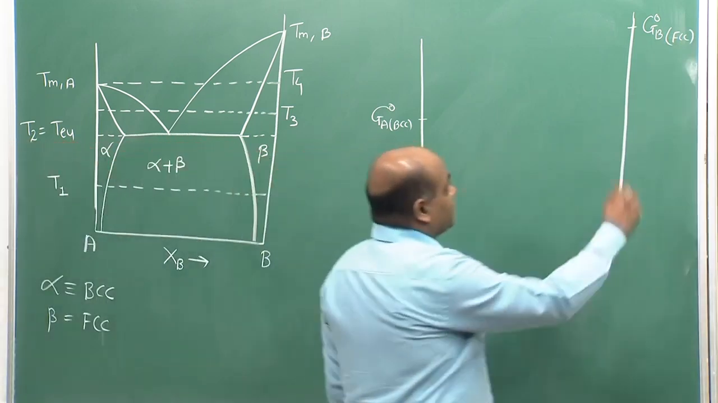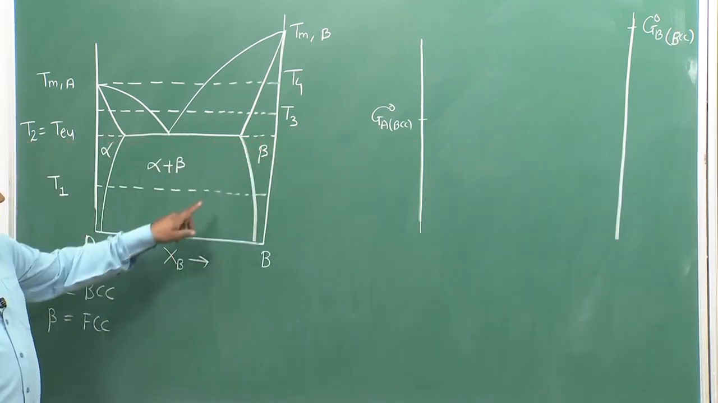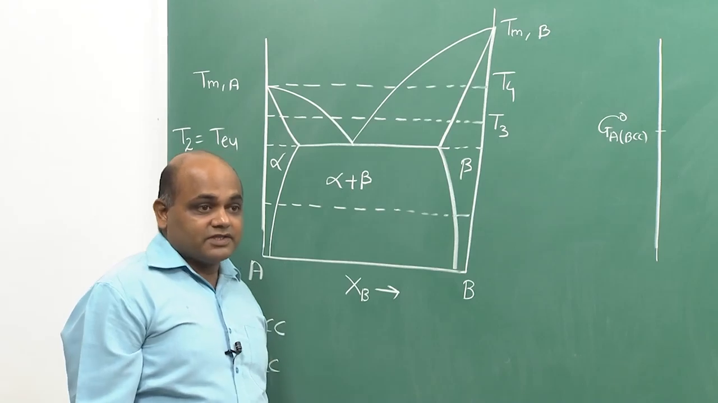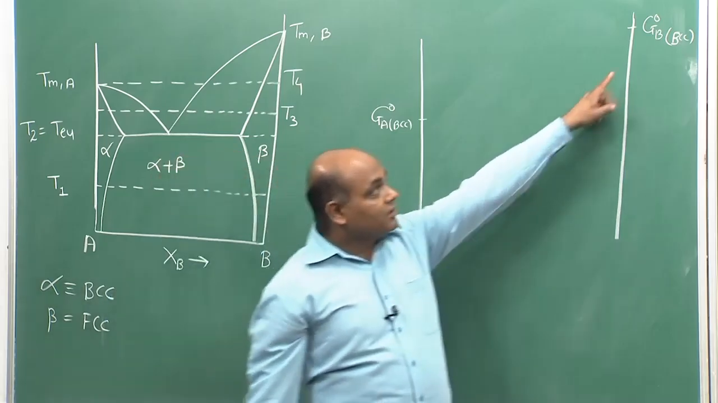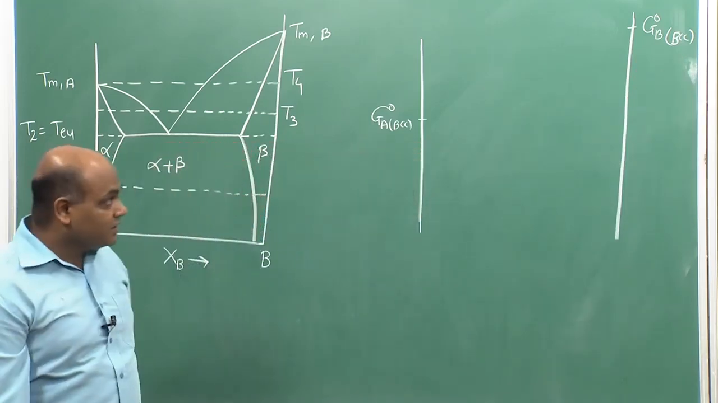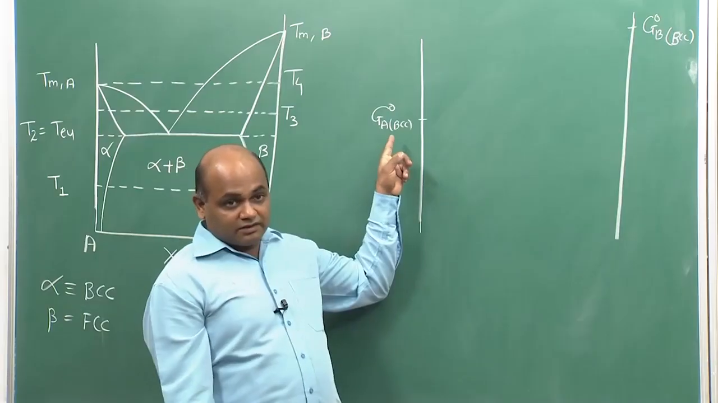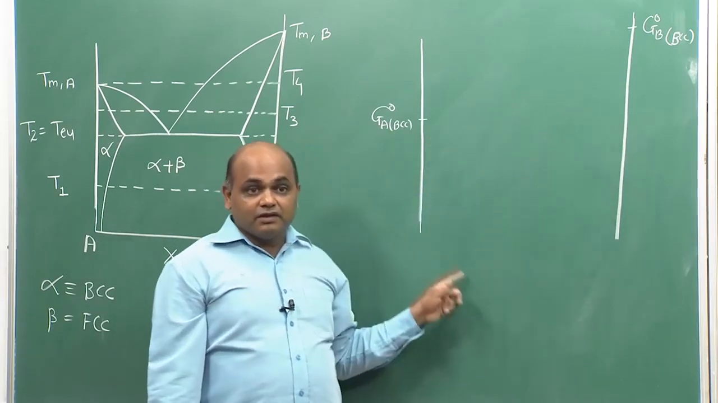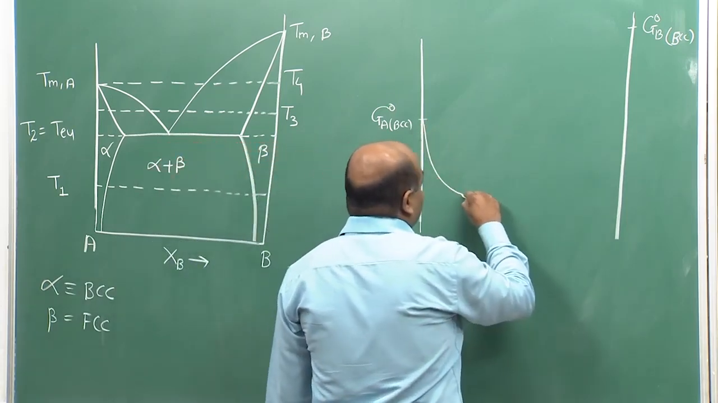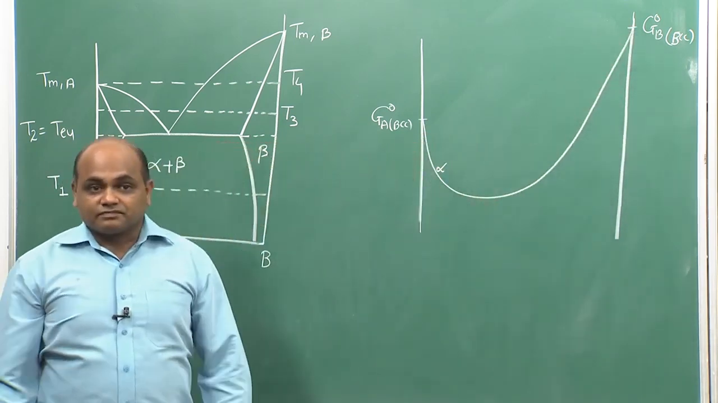B in BCC, sorry, we are drawing the BCC solid solution curve. So, B also has to be in BCC. So, note B is stable as FCC, but we need the value of molar Gibbs energy of B in BCC, right. So, we first need to convert FCC B into BCC B and then mix A in BCC and B in BCC to form the BCC solid solution. So, that will give us the Gibbs energy of mixing curve for alpha. So, this is the curve for alpha, right.